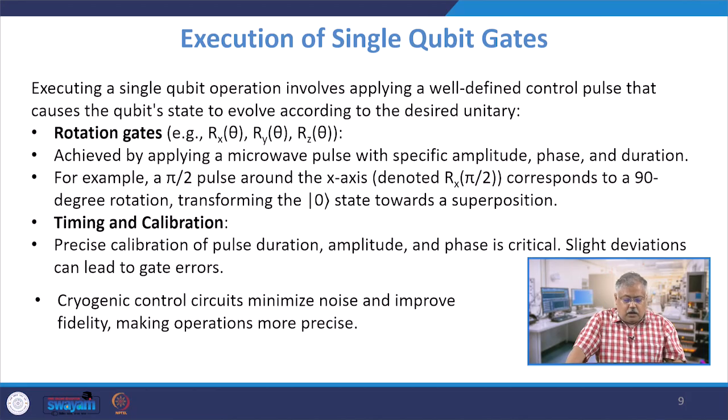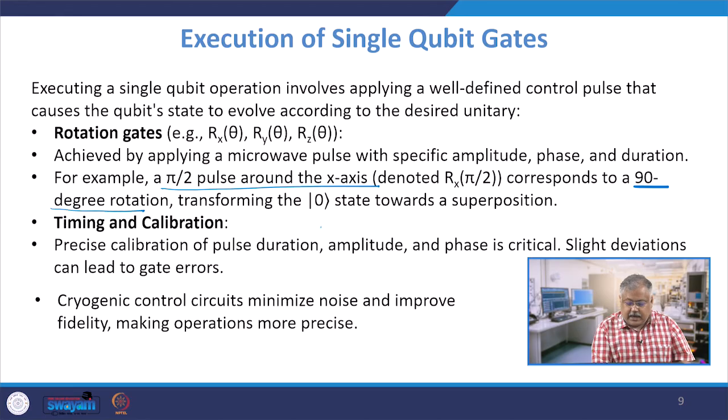Now, if you apply a specific microwave pulse with specific amplitude, phase and duration, you will be able to change the state of the qubit, and not only that, you can do a pi by 2 shift or 3 pi by 2 shift and so on. For example, a pi by 2 shift around the x axis corresponds to a 90-degree rotation, and this transforms the 0 state towards a superposition state. Superposition means it is now a superposition of 0 and 1 state.